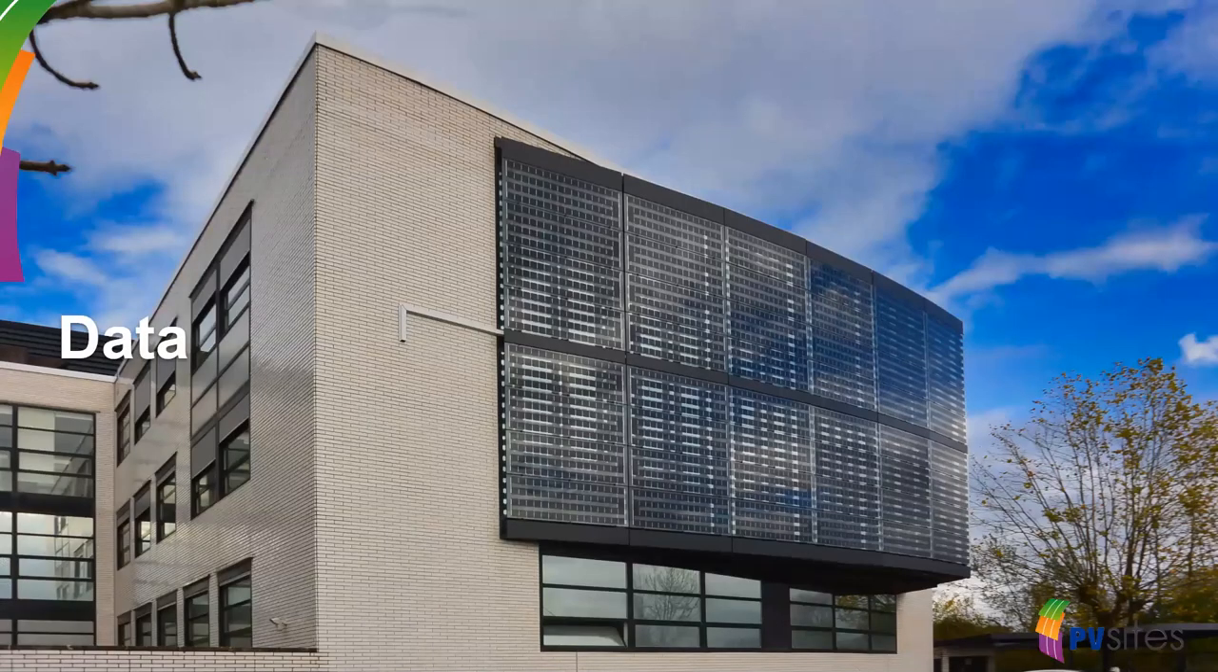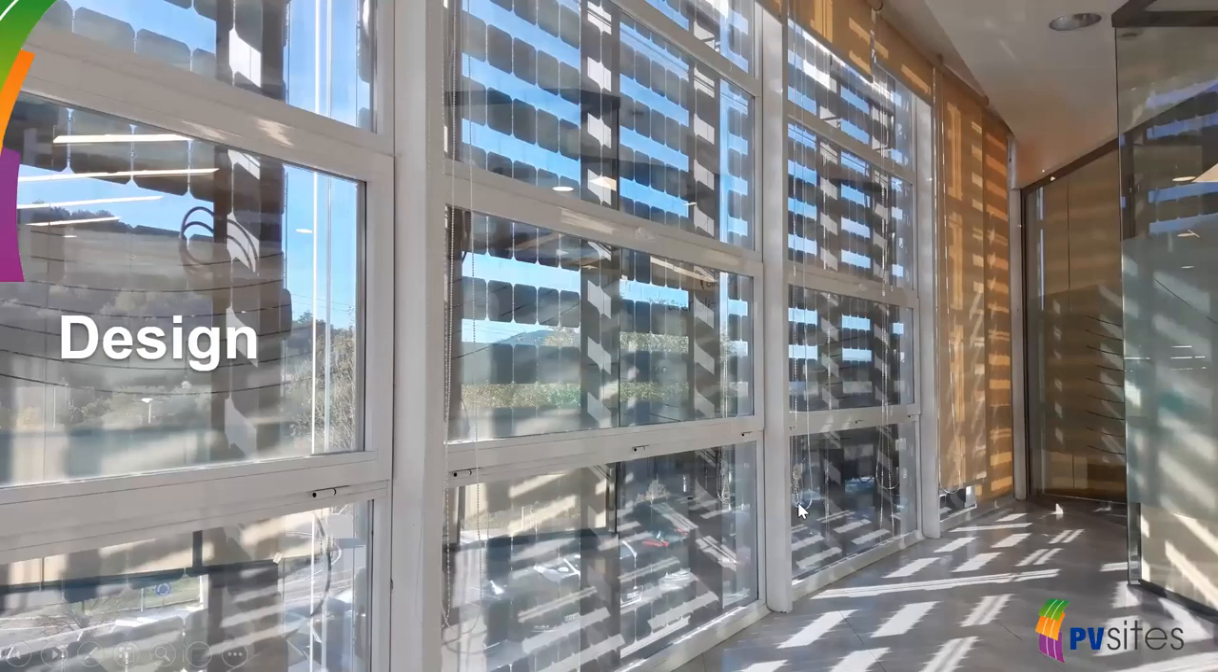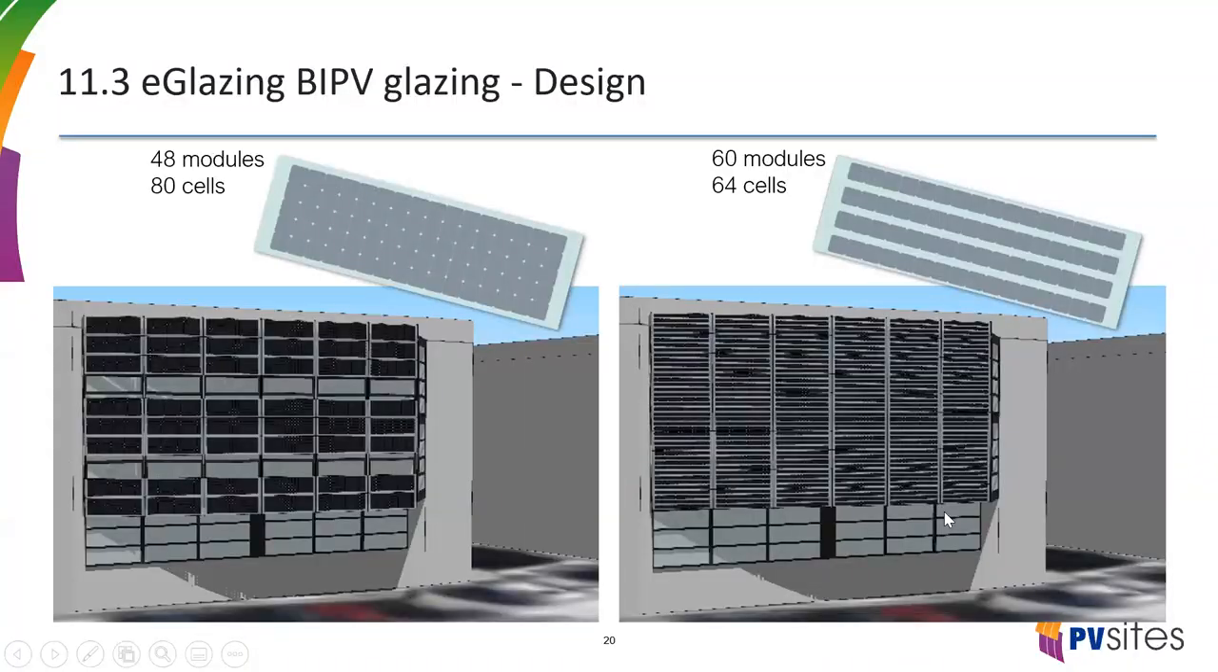The next project is the BIPV glazing, the double facade that we installed in San Sebastian in one of Tecnalia's offices. We have two banded facades, and this is a view from the inside. When we started to discuss and design this facade, it was 2017, and we had some discussion. We should install 20 kilowatt peak, and we had some discussion on how to do that. There were a lot of options. I just show you two options here.